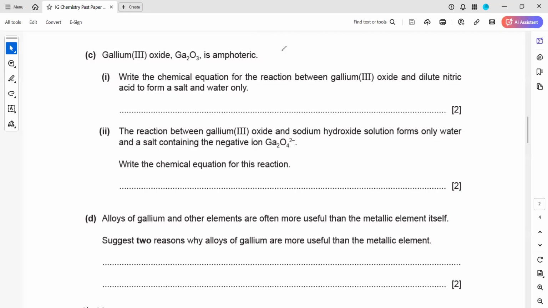So you work out the formula by writing the charges and then cross multiply. But you're not supposed to write the charge in the formula. It's the ratio you work out the formula.